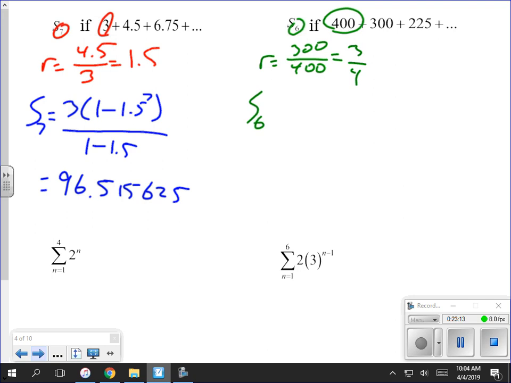So the sum of the first 6 terms is 400 times 1 minus 3/4 to the 6th power over 1 minus 3/4. 1 minus 3/4 to the 6th power. Ooh, I get an ugly fraction. Times 400. Oh, and I made it a decimal. Then I multiplied it times 400. Divided by 1/4.